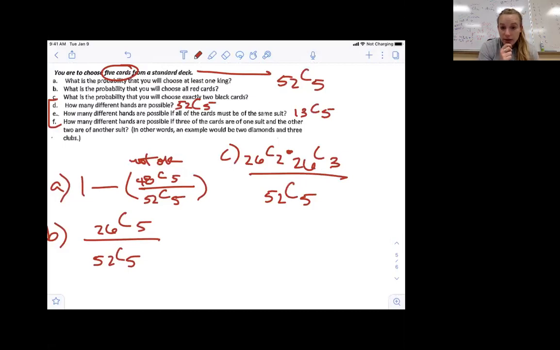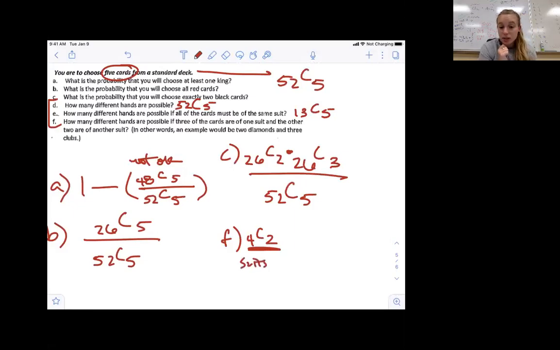And then the last one: how many different hands are possible if 3 of the cards are of one suit and 2 are of the other suit? 2 are diamonds, 3 are clubs. This is like the problem we did together in class. I'm going to put a little blank because there's going to be a coefficient out there. I've got 4 suits and I want to choose 2 of them. So this blank is that coefficient, 4 choose 2. That's how many suits I can choose.